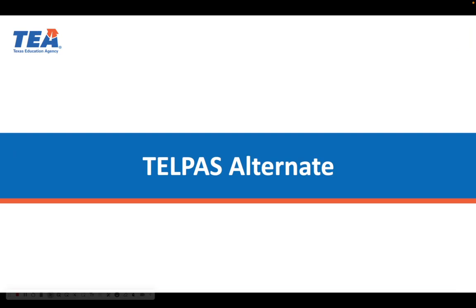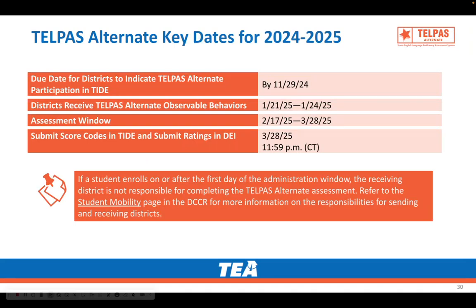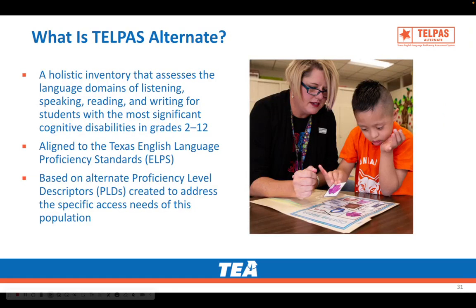All right, TELPAS Alternate. This will be pretty quick because there have been no changes to the TELPAS Alternate assessment for the last couple of years. The thing about TELPAS Alternate is it follows the dates for TELPAS. So we will do all of our TELPAS pieces sooner than we do our STAAR Alt 2 testing pieces, but these are the dates here. What is TELPAS Alternate?